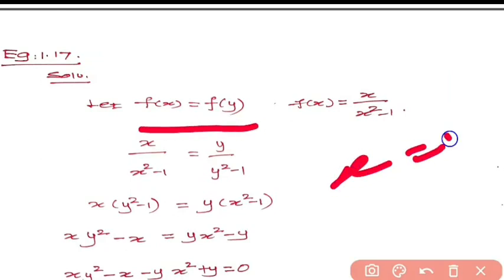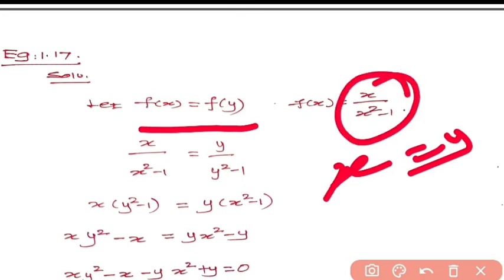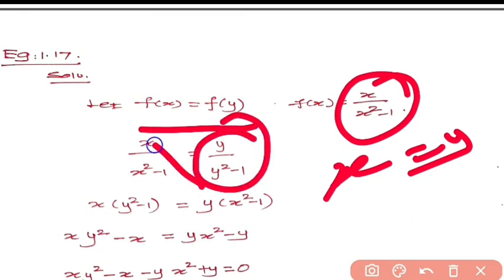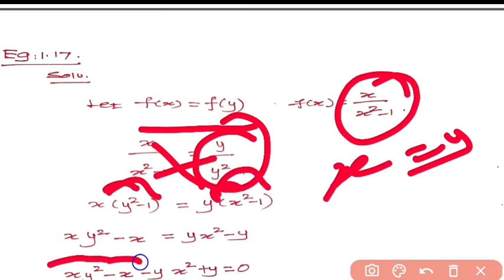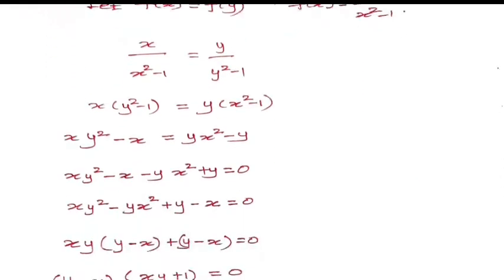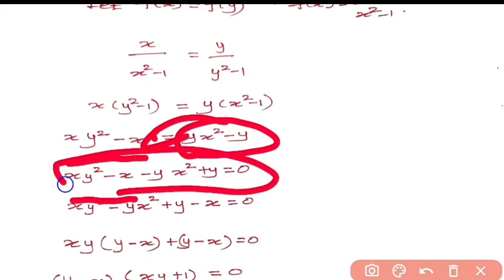Suppose we have x equal to y, then f is a one-to-one function, but here they gave the function, so we take f of y as y by y square minus 1. Next, cross multiplication, and we get x into y square minus 1 and y into x square minus 1. So we get x into y square minus x equal to y into x square minus y. Next, x into y square and minus x we keep as it is, but we transfer the other side to the other side of the equation. So then it becomes this equation.